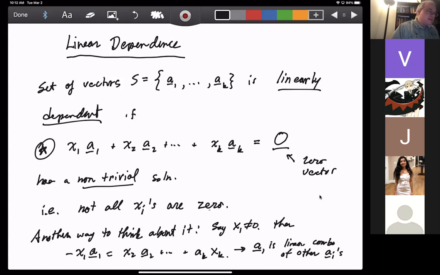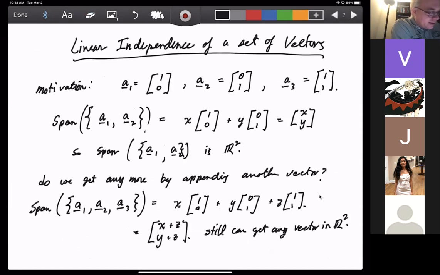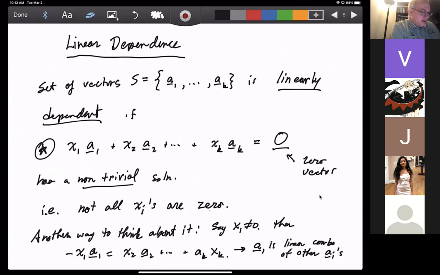Okay, so in a sense, you're adding a vector to the set that doesn't give you anything extra. So if we go back to this example, notice that the vector a3 we had here was just a1 plus a2. So by adding a3 to the set, we're not able to build anything extra when we take linear combinations, because wherever an a3 appears, we could just replace the a3 by a1 plus a2, and we're back to the span of just a1 and a2.